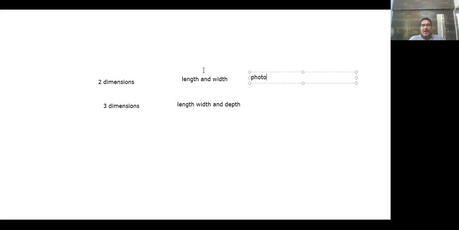So, three-dimensional images have length, width, as well as depth. Just keep that in mind. It will be helpful for us in CT scan, which is about three dimensions. In X-ray, they talk about two dimensions. That's why I said it.